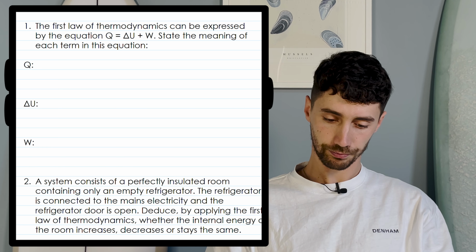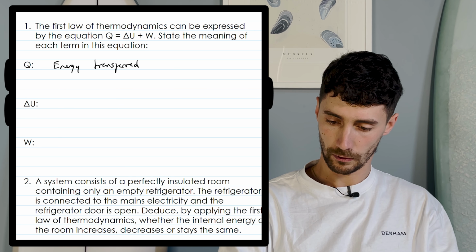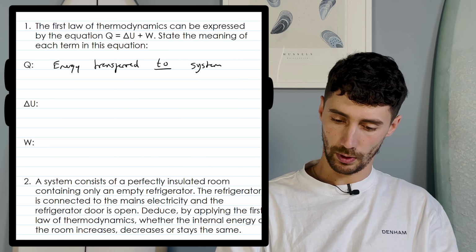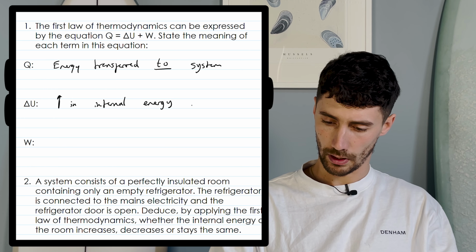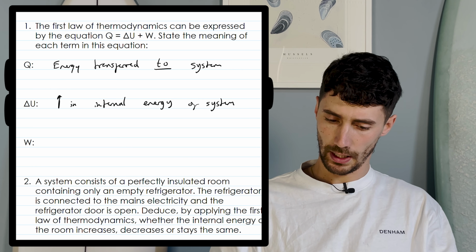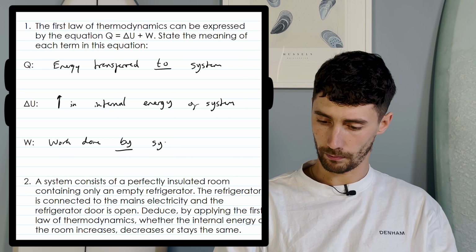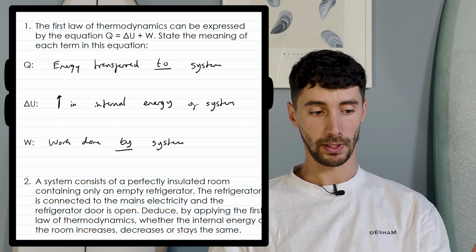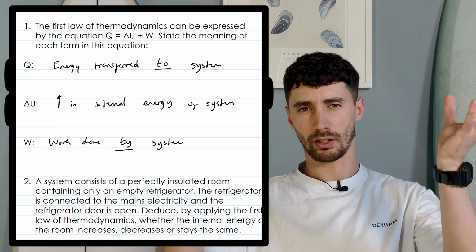So what is Q? Q is the energy transferred to the system. Delta U is the increase in internal energy of the system, and W is the work done by the system. So we are thinking about the system, right? If you transfer energy to a system, that is then split into the increase in internal energy of that system and the work done by the system.